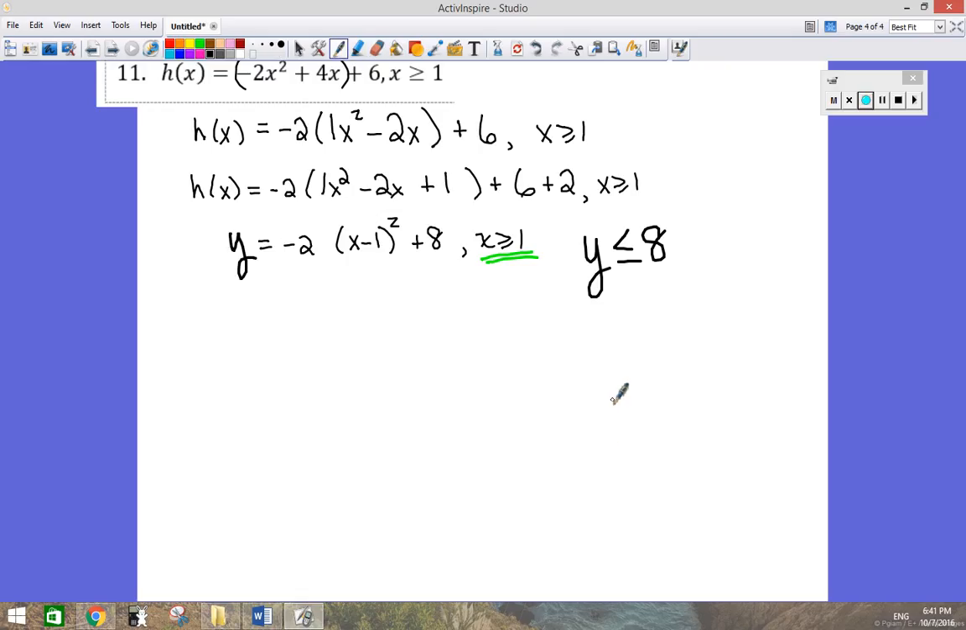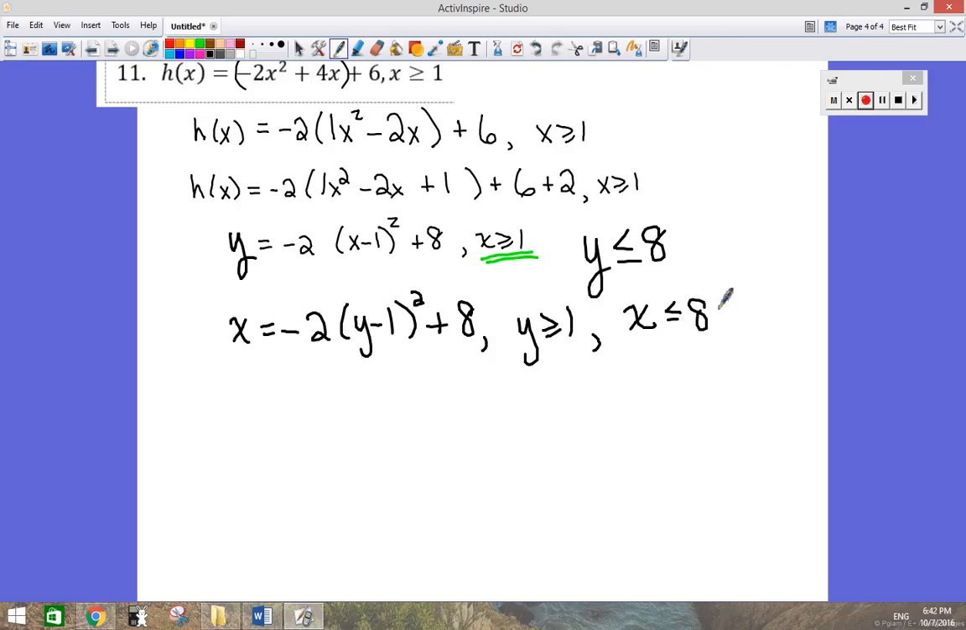The technique for finding the equation for the inverse, well, we know that the idea of the inverse switches the domain and range. So in my equation, I switch the variables. Everywhere I see a y, I write x. Everywhere I see x, I write y, including my inequalities that describe my domain and range. X greater than or equal to 1 is now y greater than or equal to 1, and y less than or equal to 8 is now x less than or equal to 8.